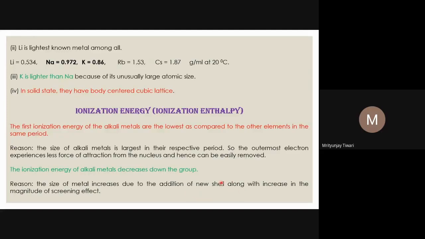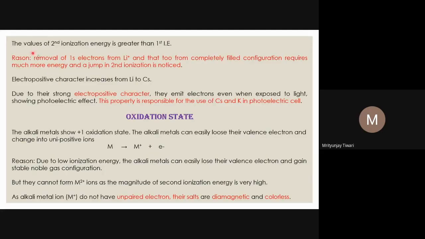And that is why the value of second ionization energy is greater than the first ionization energy. The second ionization enthalpy for the alkali metals is quite a lot greater, because as soon as you remove one electron, the alkali metal first of all becomes cationic, so the removal of a further electron will be difficult.